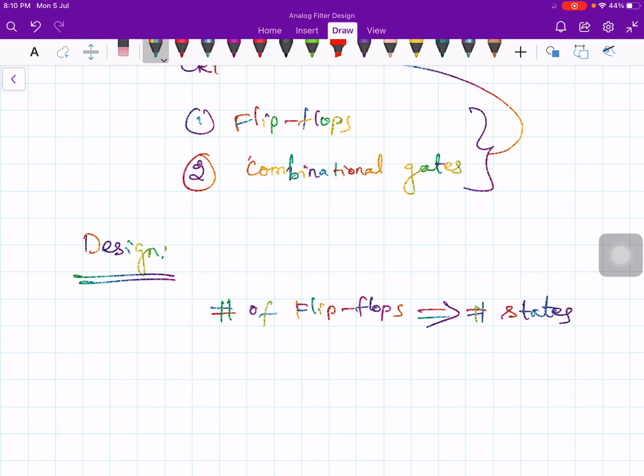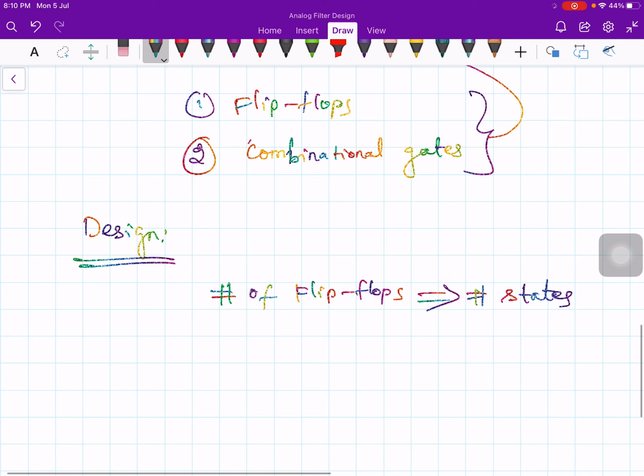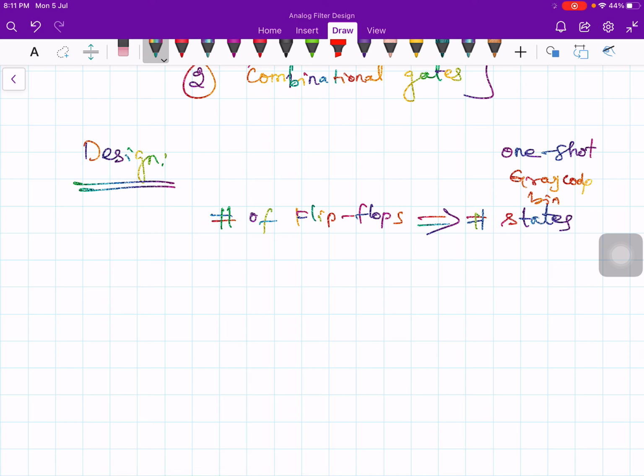Which are needed in the circuit diagram, and the choice of state assignment also. Are you going to use the one-shot method, gray code method, or binary method? Based on that, the number of flip-flops is designed. Therefore, the combinational circuit is derived from the state table by evaluating the flip-flop input equations and output equations. So for flip-flops, we need to find the input equations and output equations, and from this you can get the combinational circuit.